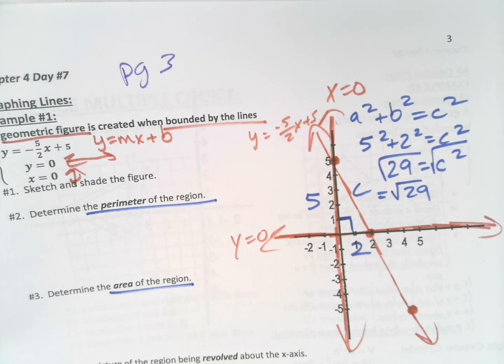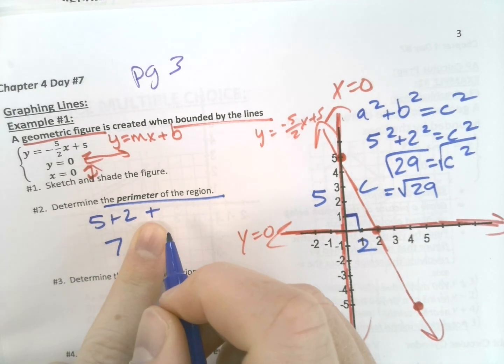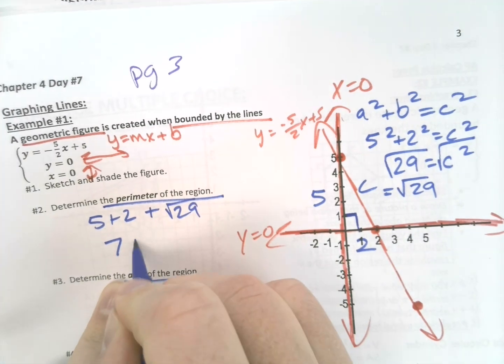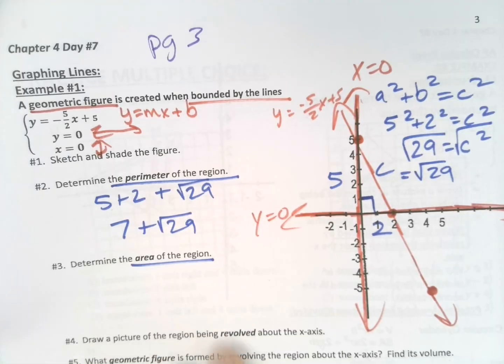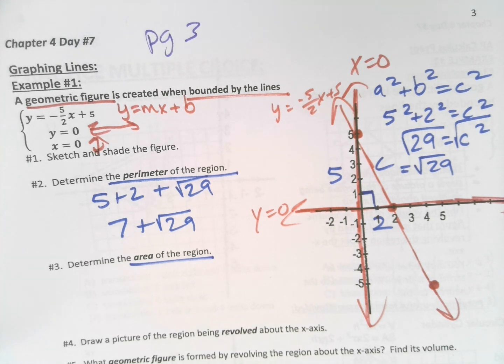So 5 plus 2, we know that's going to be 7. That part's pretty easy. Here's the thing, though. Plus, what's the other side over here? Square root of 29. And I don't know about you, but I don't think we should add those together. I'm just going to leave it like that. If you do 7 plus the square root of 29 and actually try to find that, you get an irrational decimal. So forget that noise.